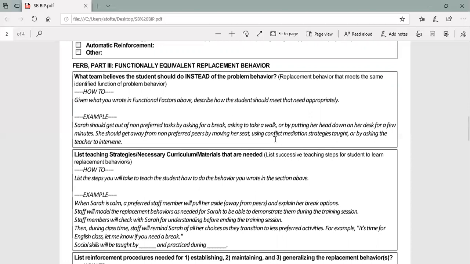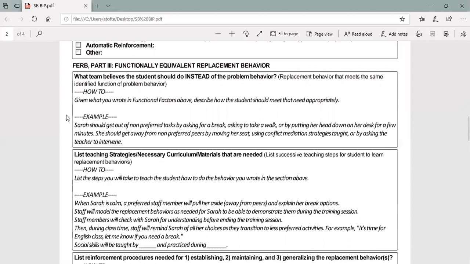Now, in the case of they're trying to get out of tasks and we write a plan that says, well, okay, they're going to ask for a break. The next question I usually get is, well, so it's okay then for them to just ask for a break all day and never do any task? No, of course not. But first I want them to have this behavior in their repertoire.